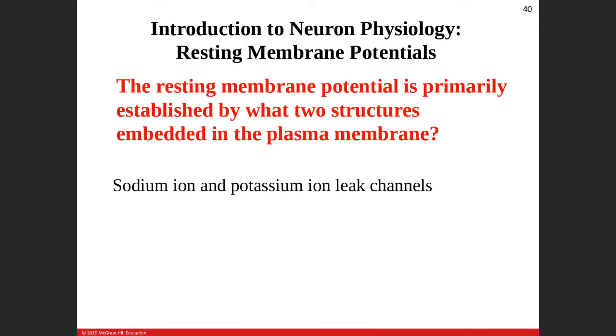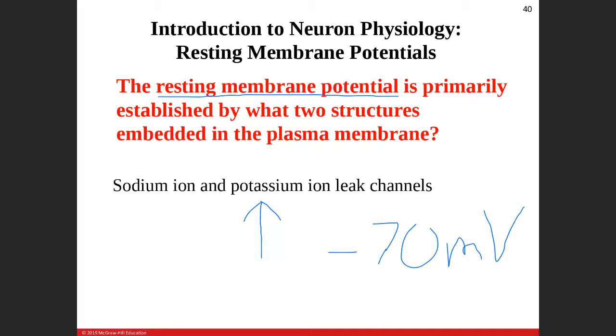The resting membrane potential is primarily established by what two structures embedded in the plasma membrane? We've got sodium leak channels and potassium leak channels. Which of these two plays a bigger role? Potassium. Yep, potassium plays the major role. That's what's going to establish our resting membrane potential. Of what value? Negative 70 millivolts. Burn that into your brain. If nothing else, walk out of here today with negative 70 millivolts, and I'll be happy.